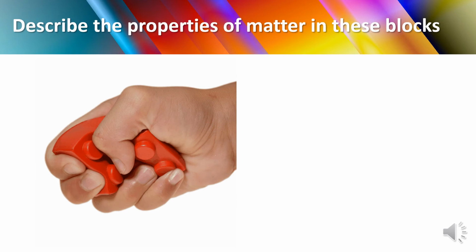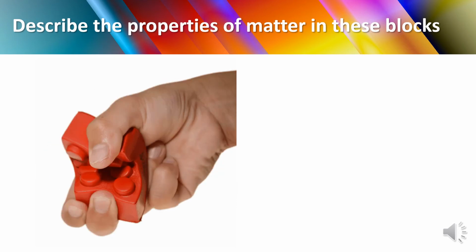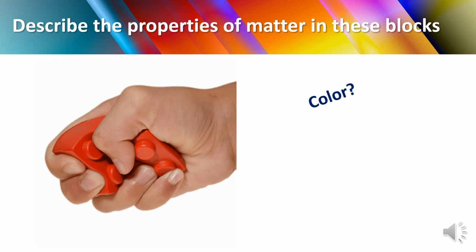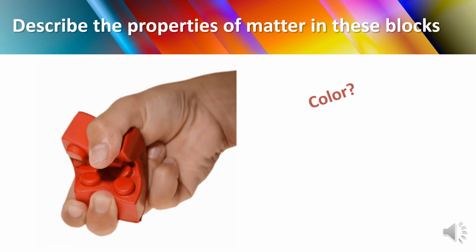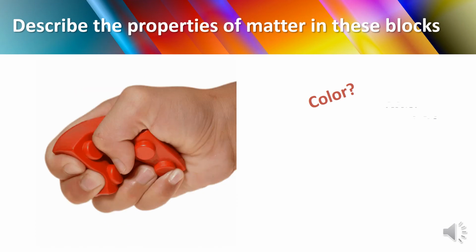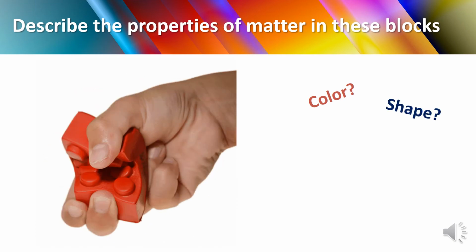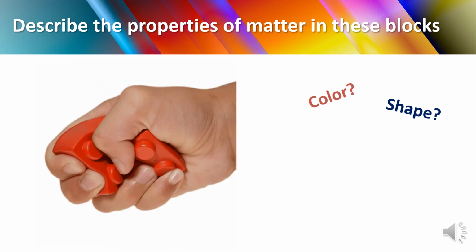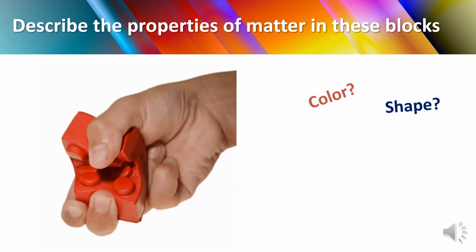Let's check out the properties of matter in these blocks. What are the colors of these blocks? Yes, we have yellow, blue, red, and white. Then what is the shape of these blocks? Yes, you're right. Their shape is rectangular prism.